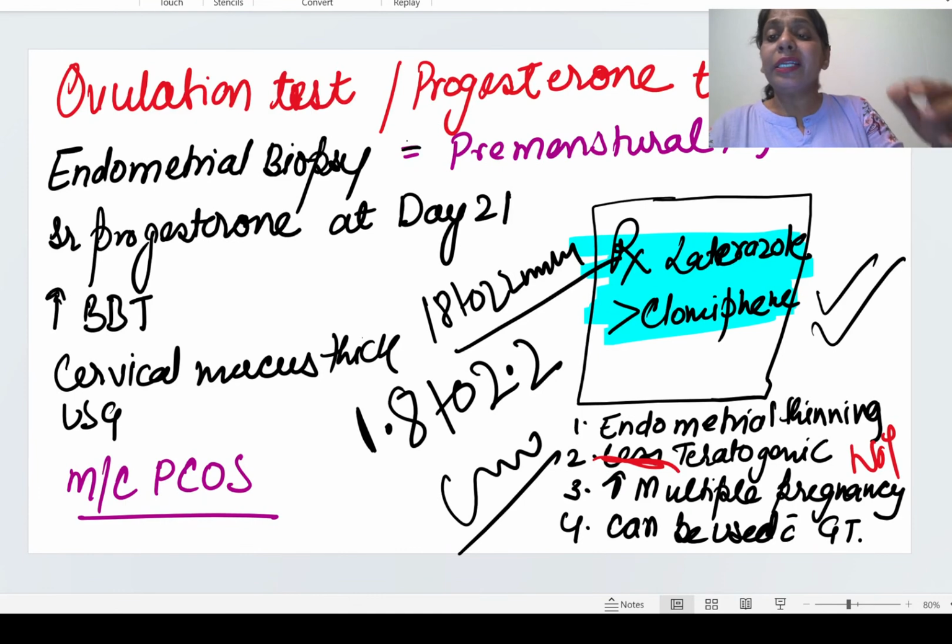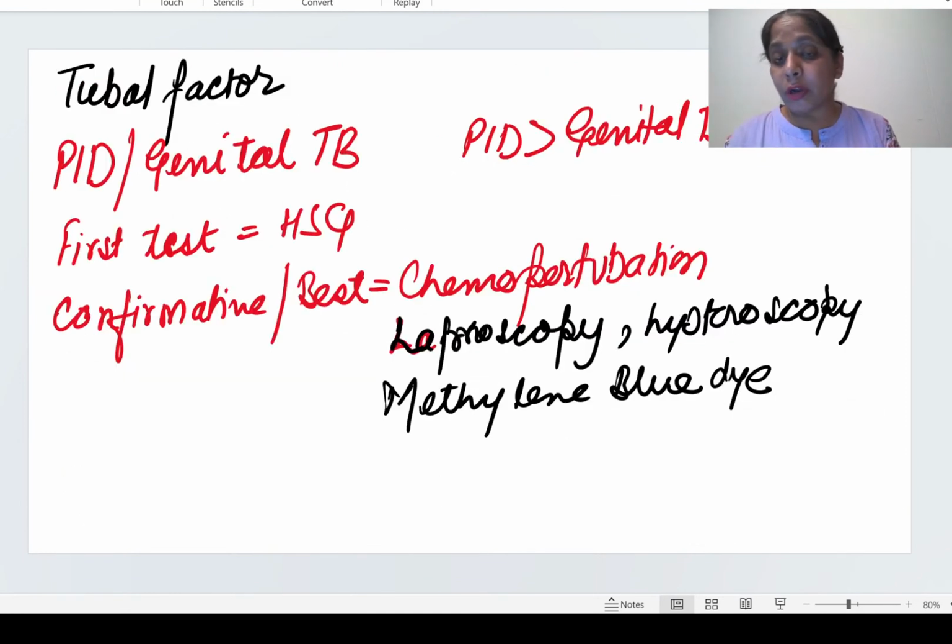Okay, it leads to increased multiple pregnancy because it leads to good ovums. Many ovums and good ovums, and it can be used with gonadotropins, whereas letrozole has no such effect on the endometrium, and we get more pregnancies with letrozole. Okay, and less factor. Last but not the least is the tubal factor.